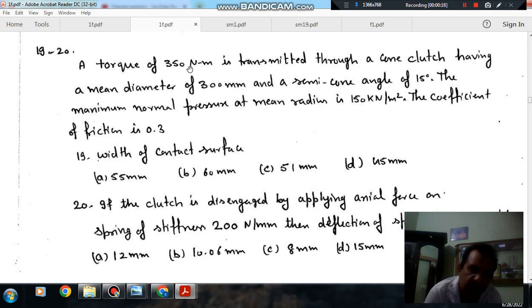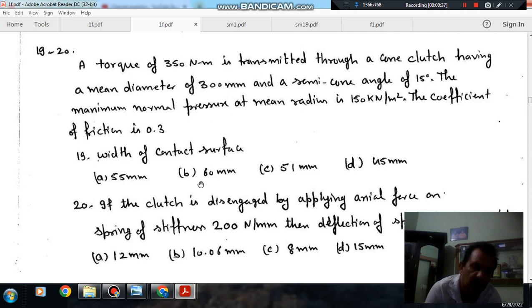The statement is: a torque of 350 Newton meter is transmitted through a cone clutch having a mean diameter of 300 mm and a semi-cone angle of 15 degrees. The maximum normal pressure at mean radius is 150 kN per meter square. Coefficient of friction is 0.3. Question number 19: width of the conical surface.